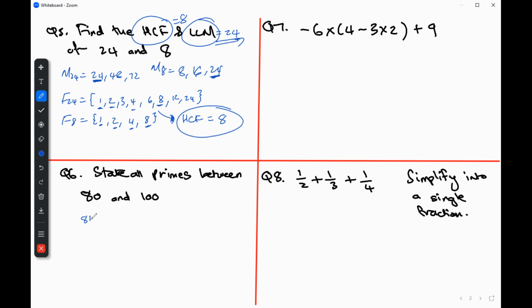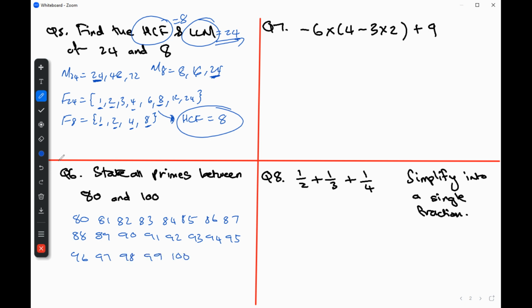Well, 81 can divide by 9. No, 82 is an even number. Let's quickly write this down: 80, 81, 82, 83, 84, 85, 86, 87, 88, 89, and so on up to 97, 98, 99, and 100. I'm just going to write them all down. You don't have to do this. You can probably think about it and write it down.